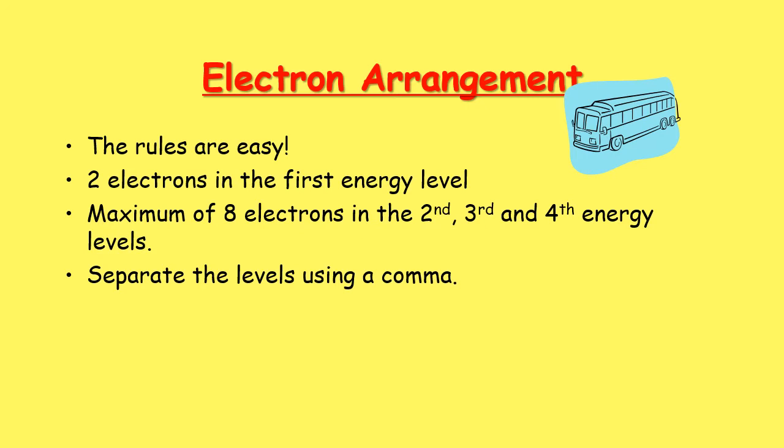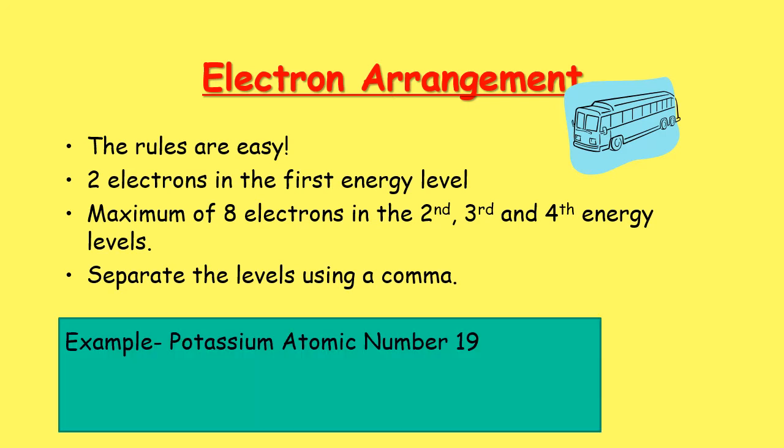And whenever you're describing the electron arrangement, you write the number of electrons in the first energy level, then a comma, the number in the next energy level, a comma, the number in the next energy level, and so on, separating them by commas. So here's an example. An example is potassium.